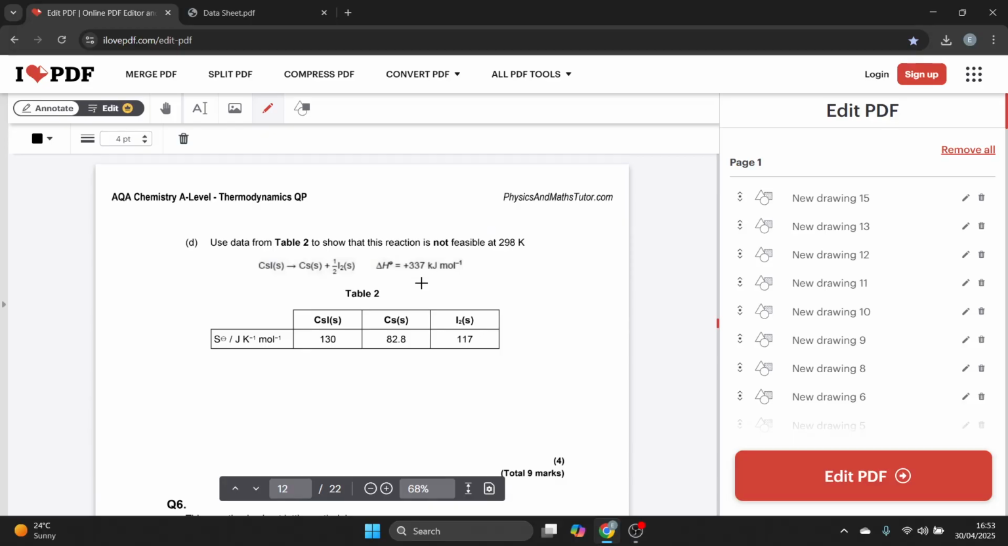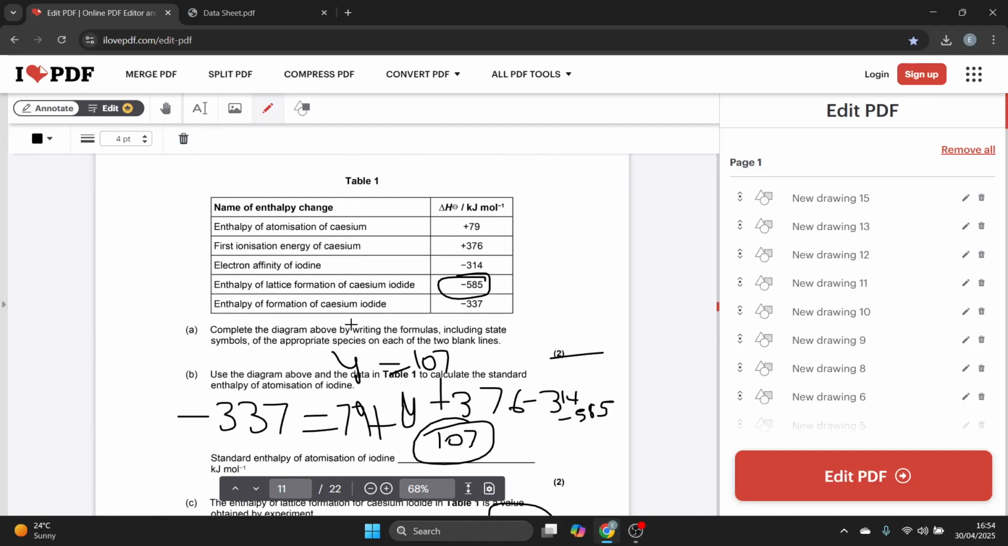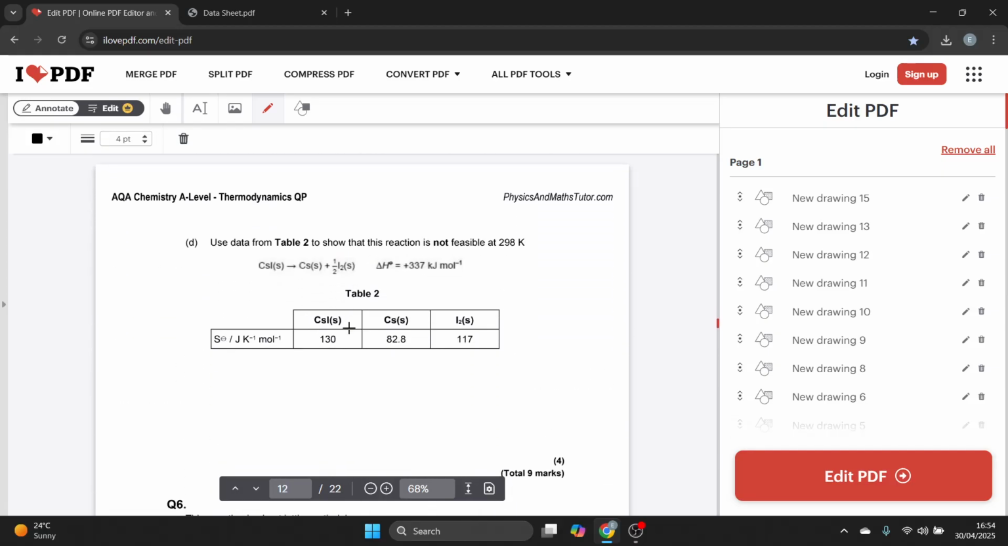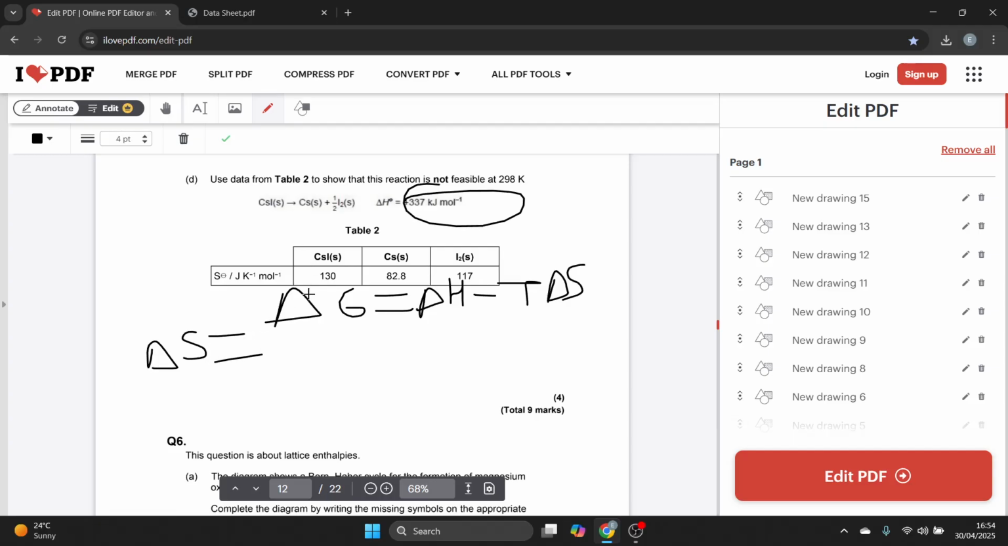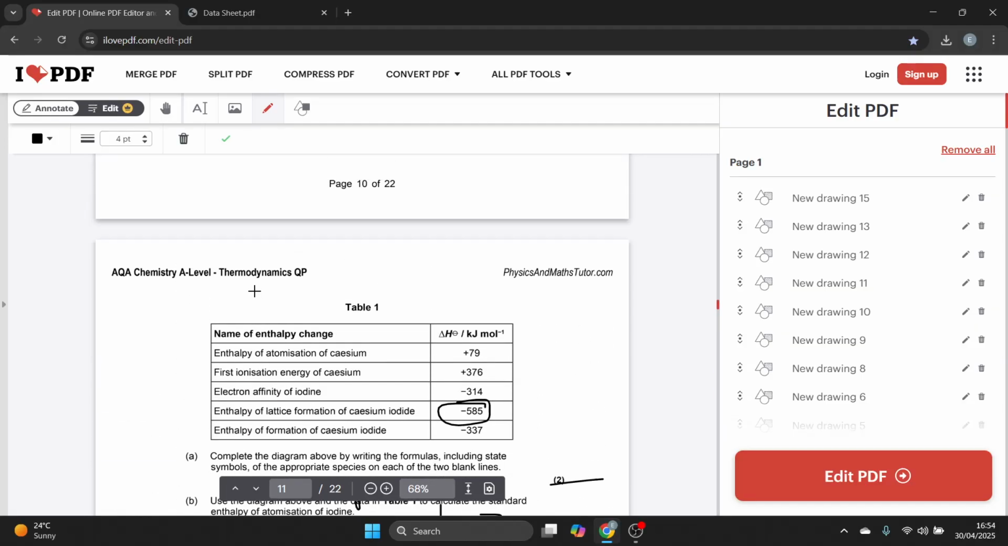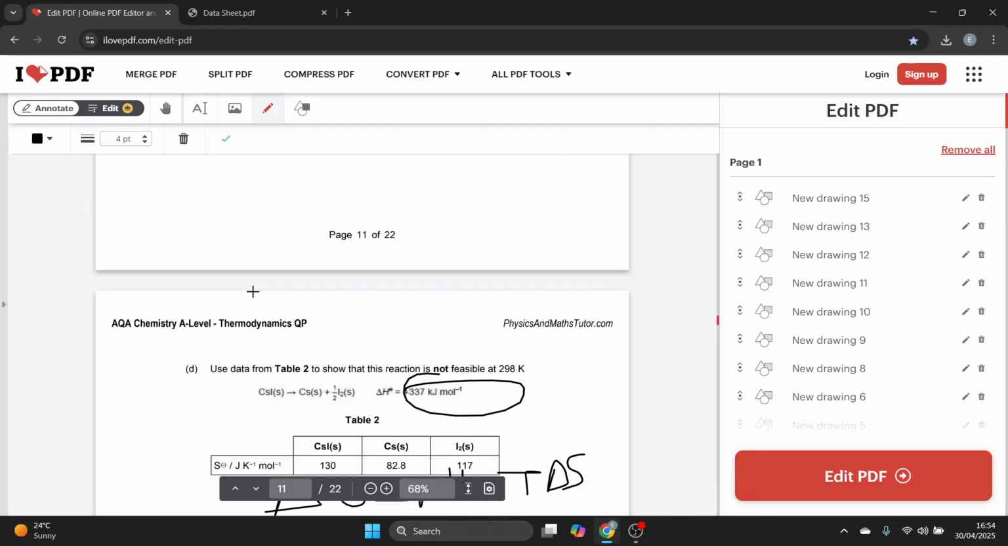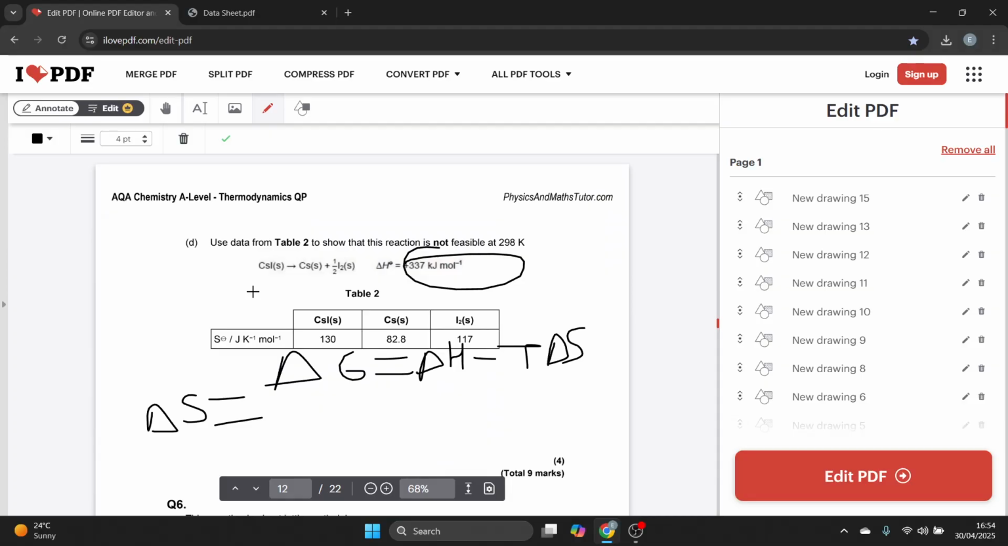Use data from table 2 to show the reaction is not feasible at 298 Kelvin. So data from table 2, well, that's table 1, this is table 2. Okay, well, write down your equation. Delta G equals delta H minus T delta S. Delta H is given. Delta S I'm going to have to work out, unfortunately. Actually, no, it's pretty fine. Now, first things first, this is formation data, right?